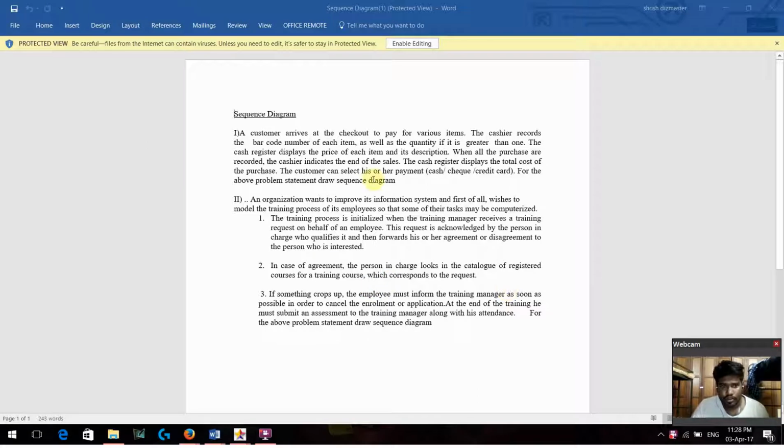Hello, I'm here to do my third experiment in CASE tools lab. The question here is using the sequence diagram. For the sequence diagram, the question is: a customer arrives at the checkout to pay for various items.